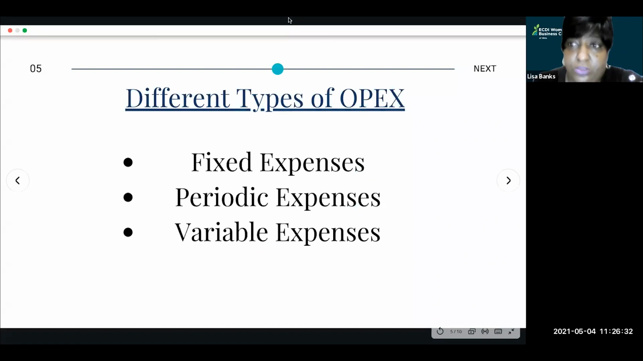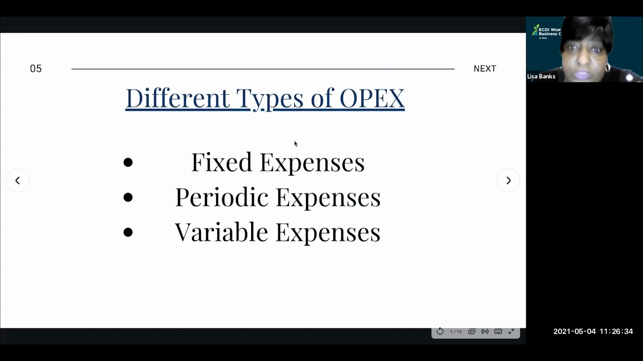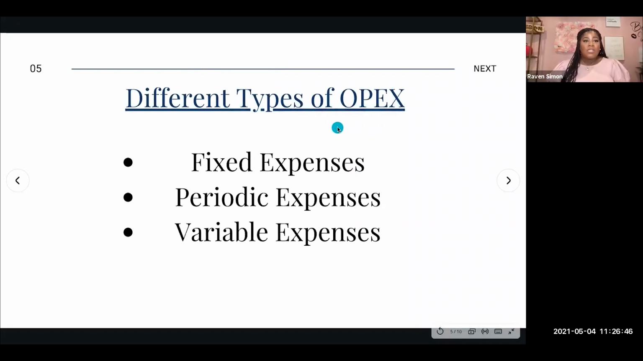And then I saw another question. This is from Jonathan Politi. It says, if you pass along the cost of variable OPEX to clients, can you count those as OPEX? Yes. So what you're talking about is cost of goods sold or cost of services provided. If it's a retail or a manufacturing industry, it's going to be cost of goods sold. If it's a service company, it's going to be cost of services provided.